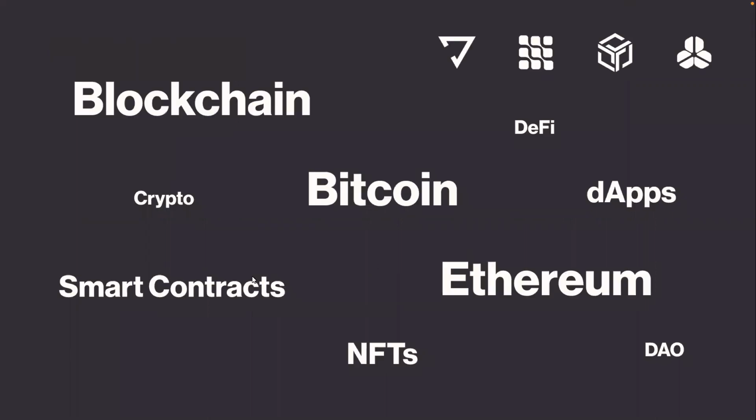So as you can see on this screen, there's just a bunch of words: blockchain, Bitcoin, DeFi, dApps, whatever you want to call it, crypto, smart contracts, NFTs, Ethereum, and DAOs. What do all these terms mean? There's just too much jargon in the Web3 community. Because of that, there's a high cognitive load, because you spend most of the time trying to trim down the jargon and explain what it is.